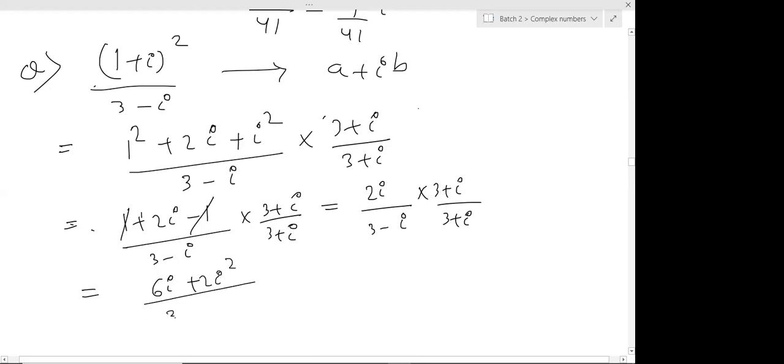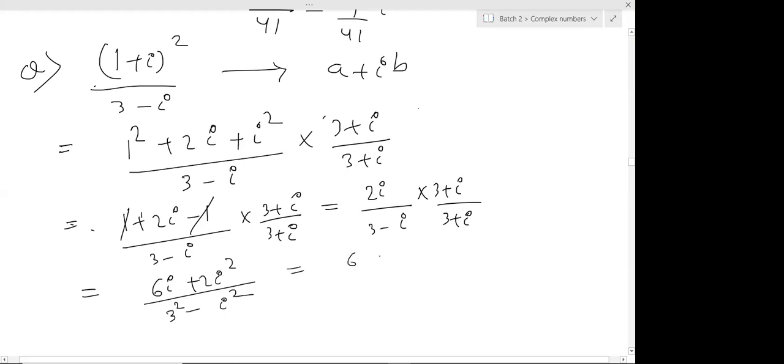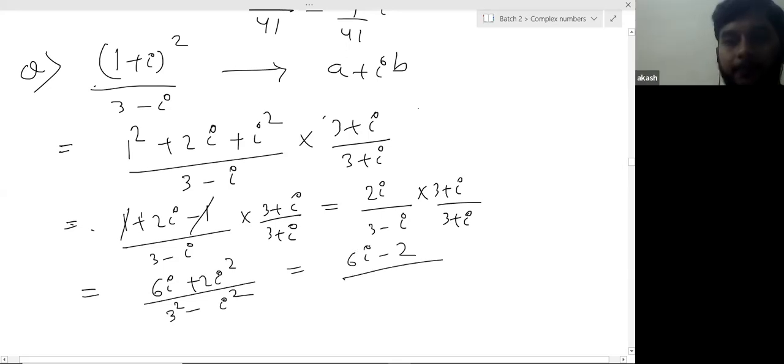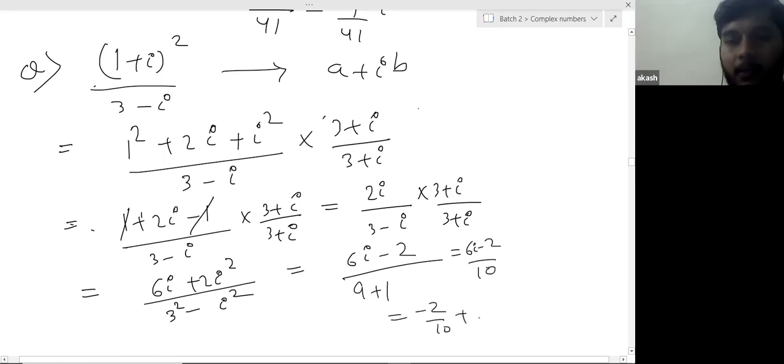By 3 square minus i square. All right, so it will be 6i minus 2, because i square is minus 1. Just minus 2. 9 plus 1. So this is 6i upon 10, right? Yes, sir. So we have minus 2 upon 10 plus 6i upon 10.